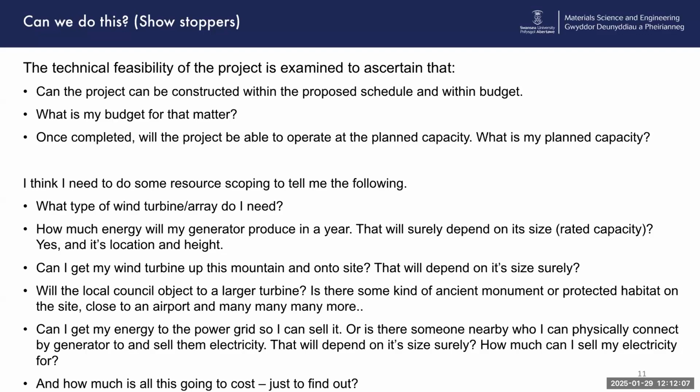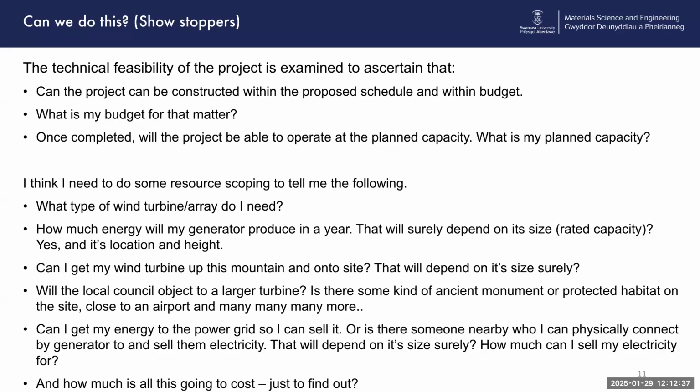Can we actually get our wind turbine or solar farm or wind farm, can we actually get it connected to the power grid? And can we do it at a reasonable cost? The answer probably to that is no. Or is there somebody nearby, an off-taker, a large industrial estate where I can actually connect my asset to? I'll call it assets from now on, okay? I can connect my asset to them and sell electricity directly to them. And crucially, how much is all of this going to cost?